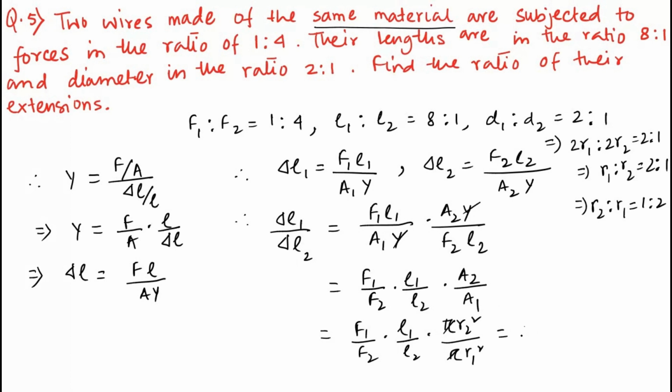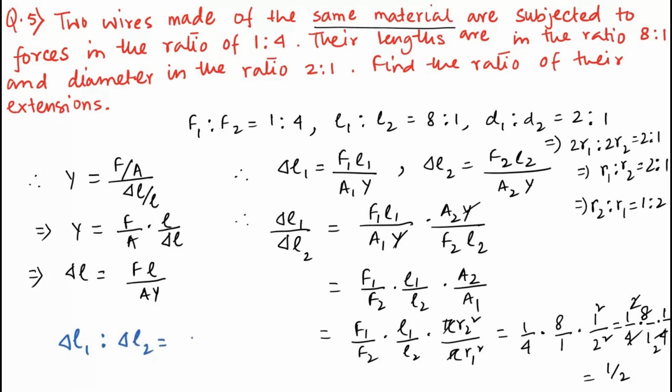So F1 by F2 means 1/4. Then L1 by L2 is 8/1 into R2 square by R1 square, which means 1 square divided by 2 square. So it would be 1/4 into 8/1 into 1/4. So 4 into 8, 2 into 4, which is 1 upon 2. That means the final answer, the ratio of delta L1 to delta L2 is 1 is to 2.